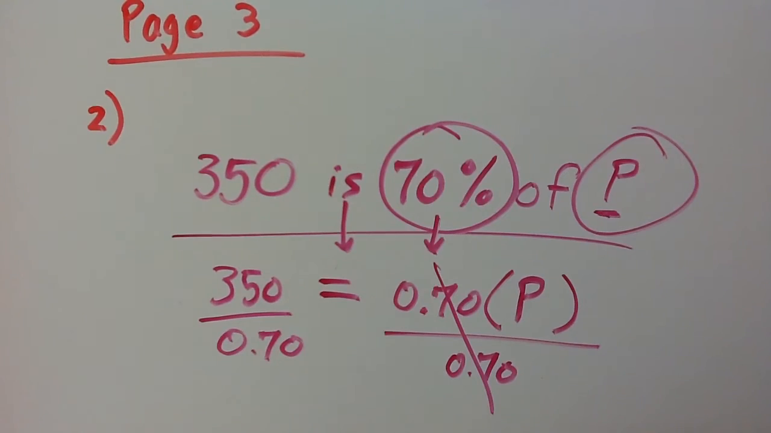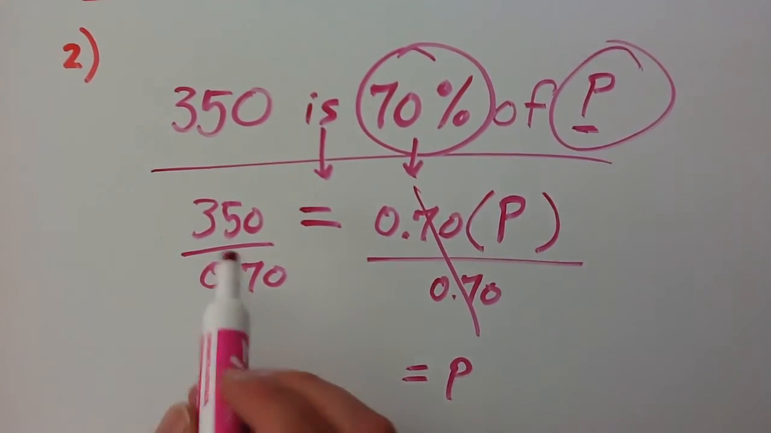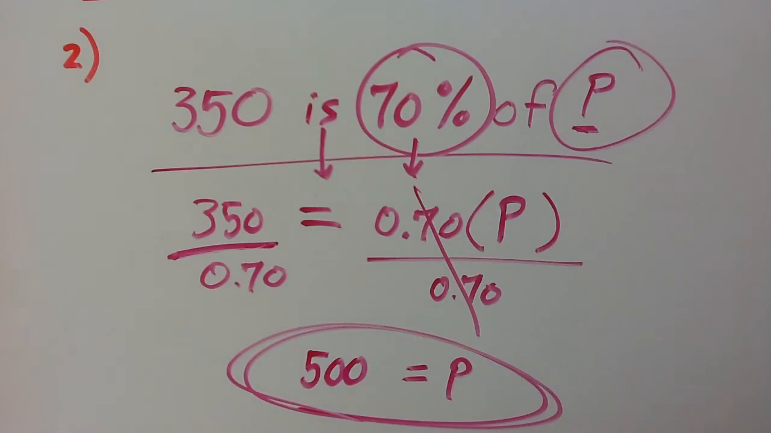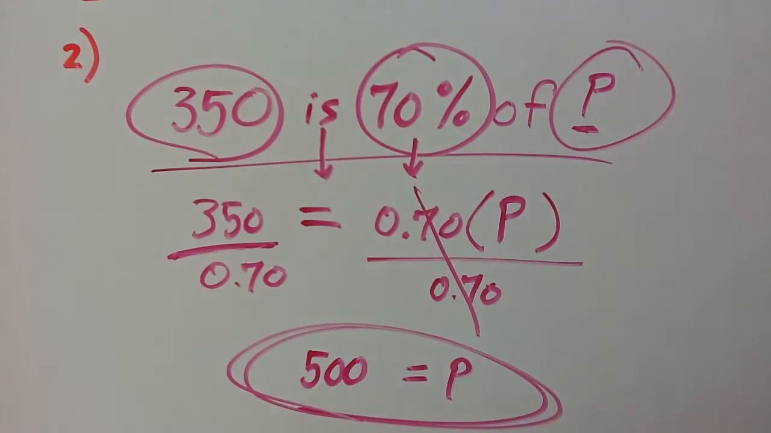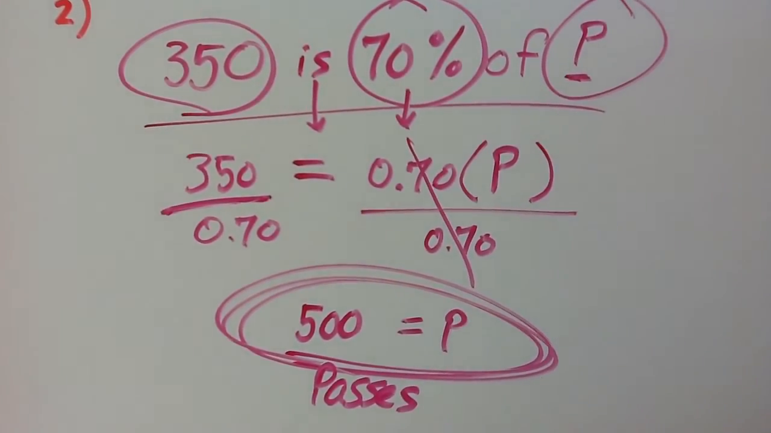All right, so P, the total number of passes, is equal to 350 over 0.70. Remember, this horizontal fraction bar means divided by. So 350 divided by 0.70, you will get how many? You will get 500, right? So this answers our question. He attempted 500 total passes, and he completed 350 of them, which is a 70% completion rate. So the question, how many did he attempt? He attempted 500 passes.